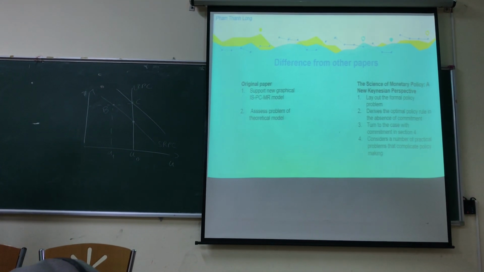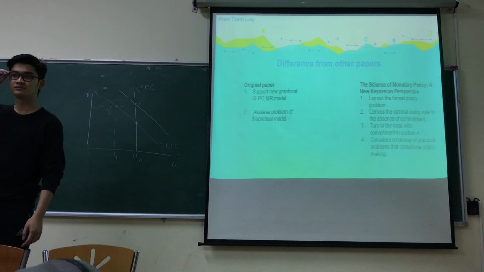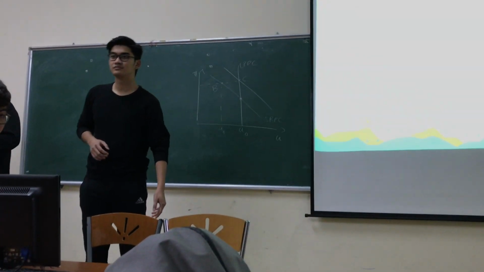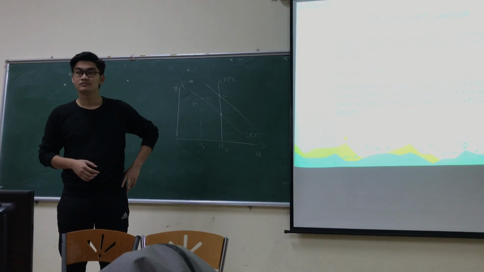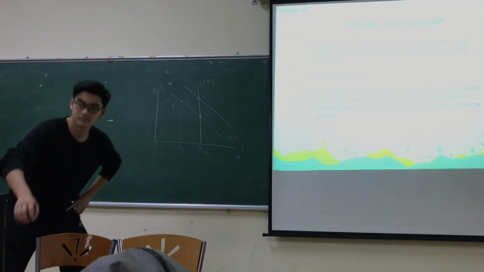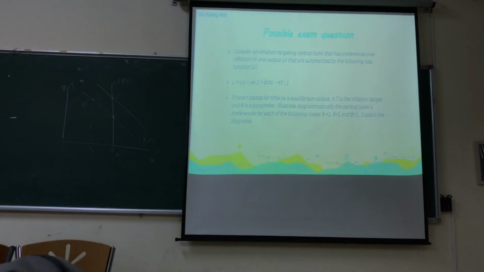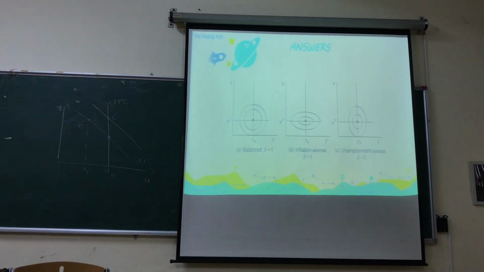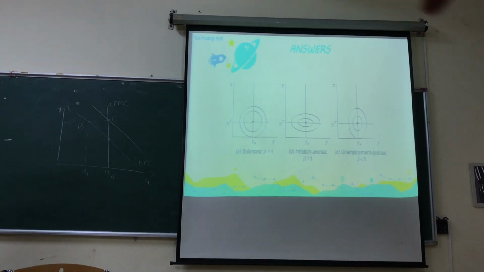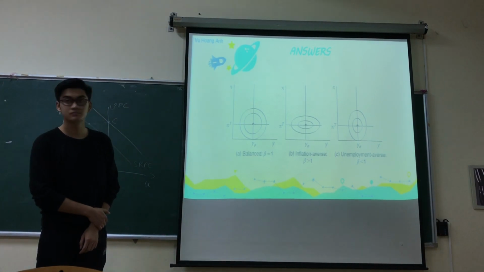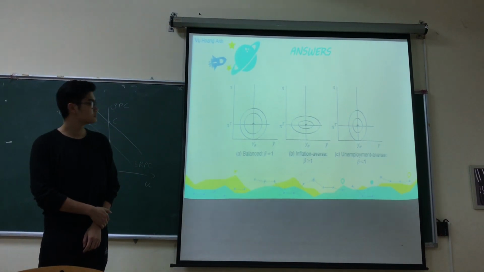Hoàng Anh. Last question. Please turn the slide to the possible exam question. When you have three cases, when beta equals 1, larger than 1, and smaller than 1. Yes, exactly. Okay, what should the central bank do in each case?